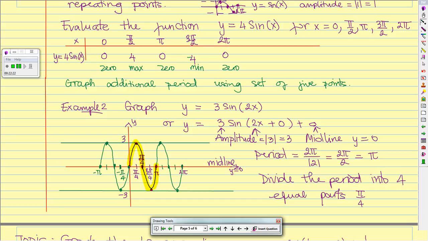You can see that after we graph 3 periods, the set of 5 points just keeps repeating itself.